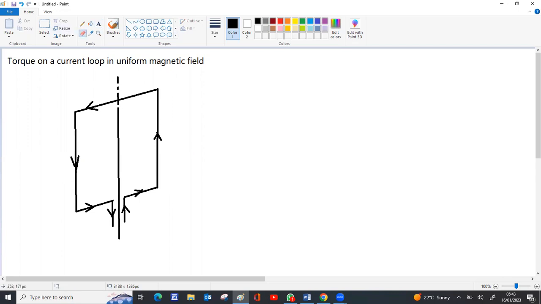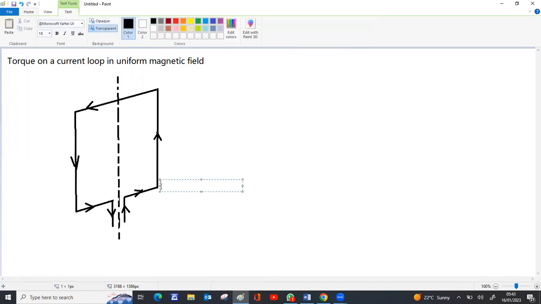The axis is parallel to the length of the loop. PQ and RS represent the length. PQ equal to RS equal to L. Then QR equal to SP equal to B. That's the breadth of the frame. So that area equals length into breadth.